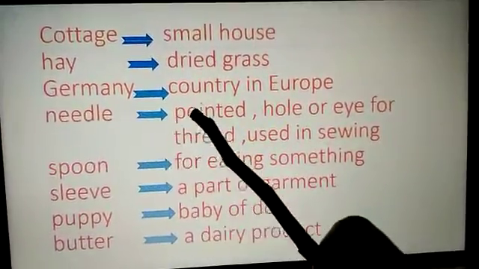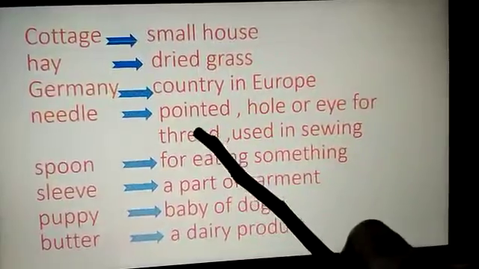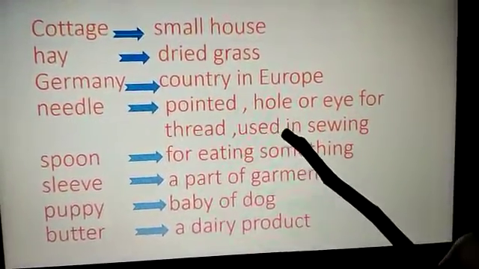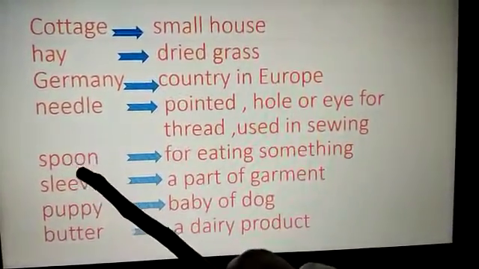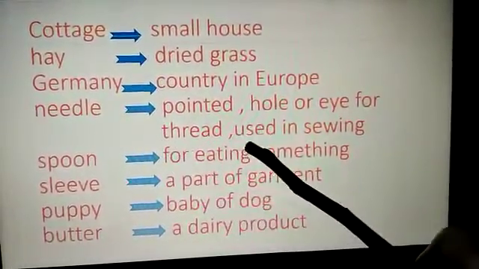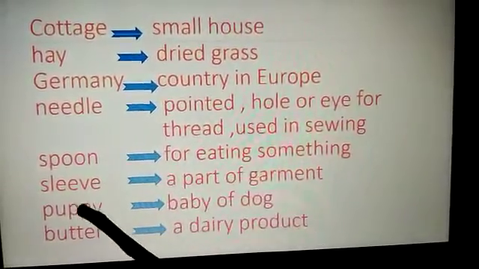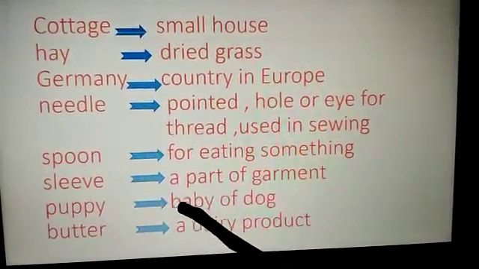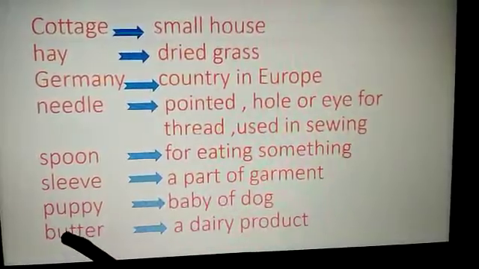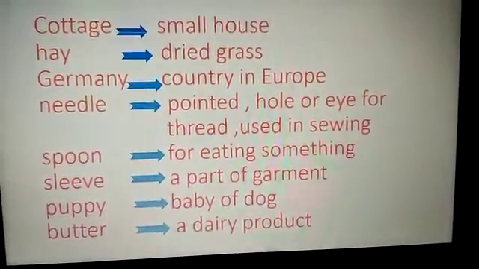Needle. Needle is a pointed thing which has a hole or eye for thread and it is used in sewing. Spoon. Spoon is a thing which is used for eating something. Sleeve is a part of a garment. Puppy. Puppy is a baby of a dog. And the last one is butter. Butter is a dairy product.